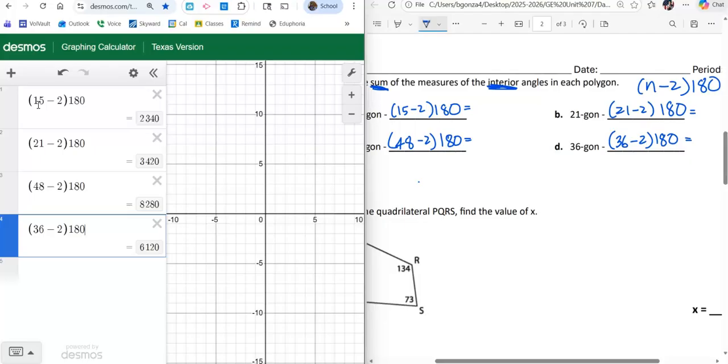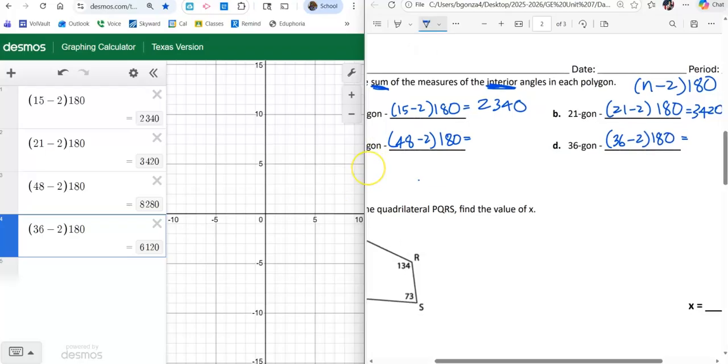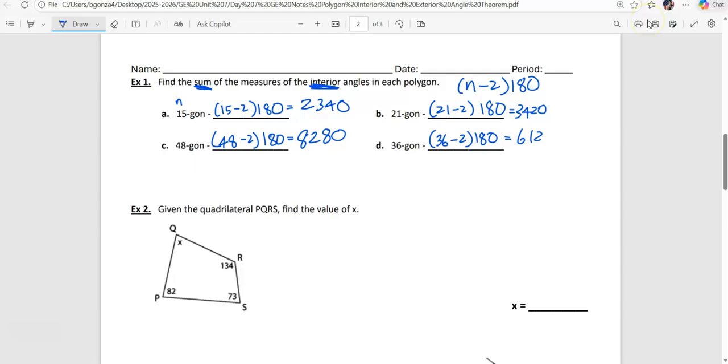We should have time. Now look, you type it all in, you get your sums. So it's kind of weird to think about. If it's a 15-sided figure, all the inside angles add up to 2,340. 21 sides adds up to 3,420. Sorry, it's kind of tiny. 8,280. Okay, so there they are.